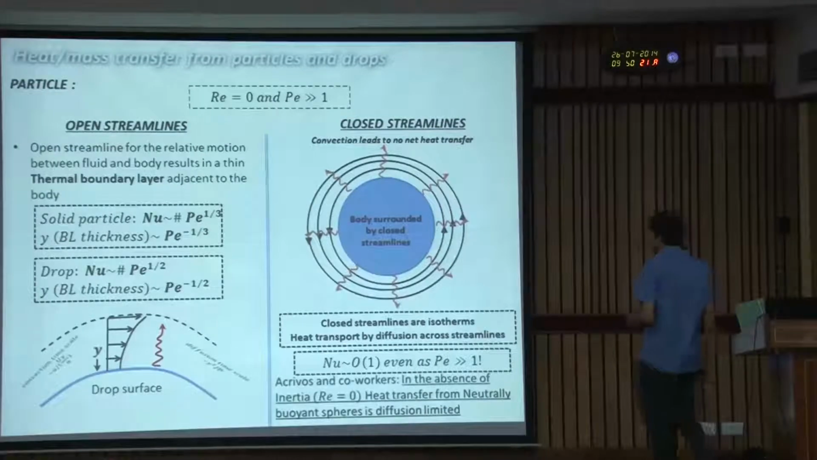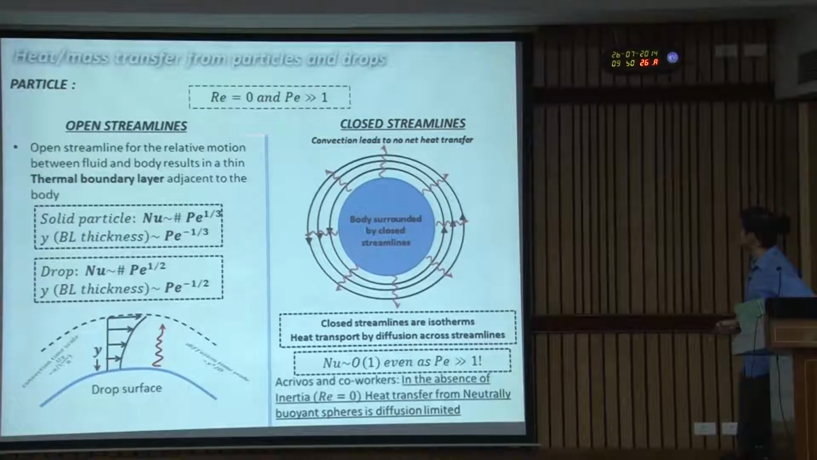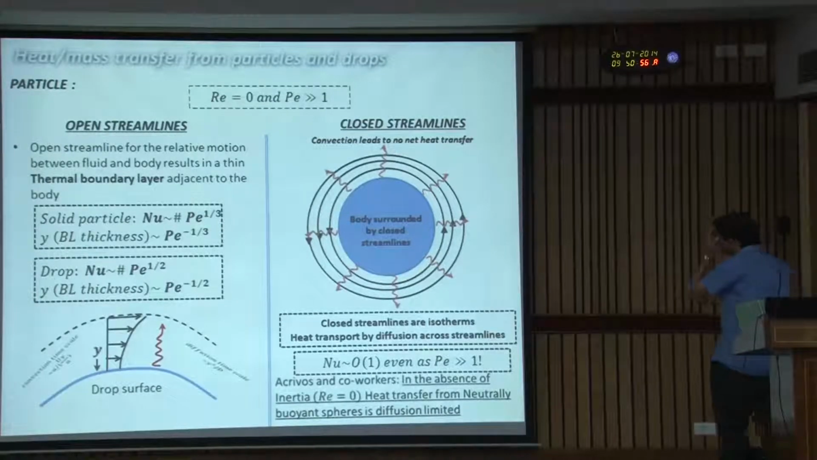Right. So, now why worry about open versus closed streamlines? We will compare the two scenarios. The first one is the open streamline case. Here we just did the scaling arguments. We found that for a solid particle, the boundary layer thickness was the inverse cube root of Peclet, and therefore the Nusselt number had to grow with the inverse thickness of the boundary layer, which is the cube root of Peclet. For the drop, convection remained important right till the surface. There was a slip which led to a more rapid growth of the Nusselt with the Peclet number, as the square root of Peclet.